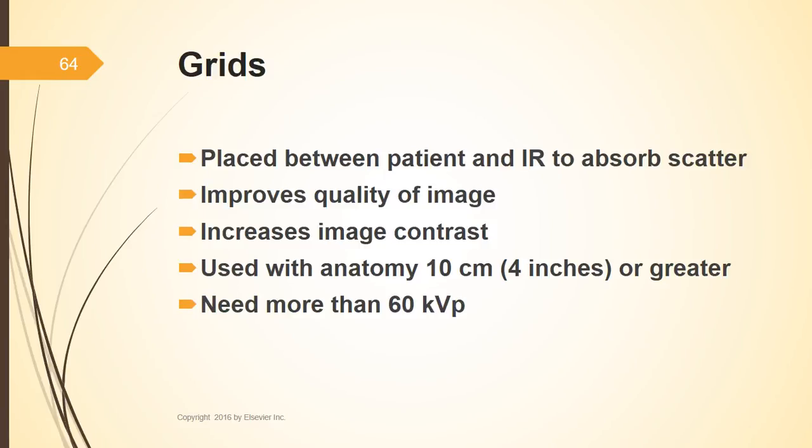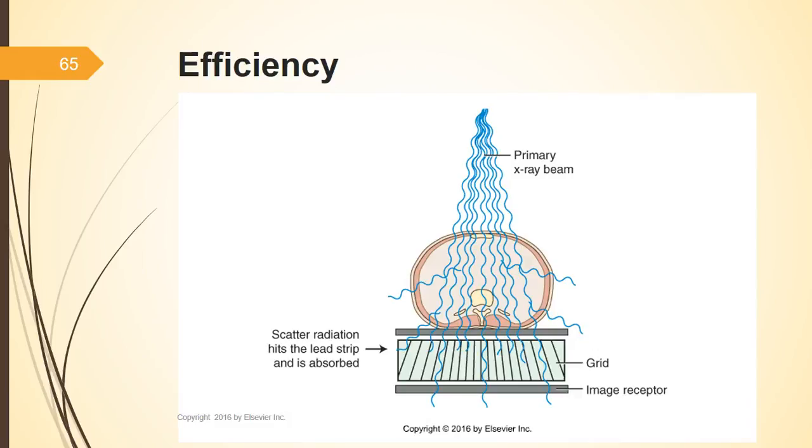So we have another whole chapter that we'll go over later about how a grid works, but for now you need to know what a grid is, how it improves quality, and how it actually works. The efficiency of a grid means that the more efficient it is, the more scatter it absorbs. That makes it more efficient. And that efficiency affects your radiographic contrast.